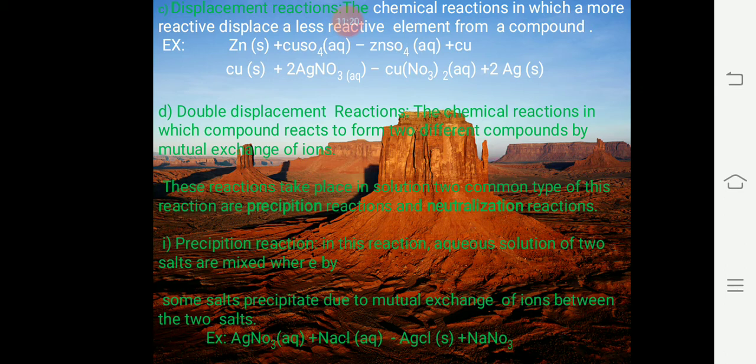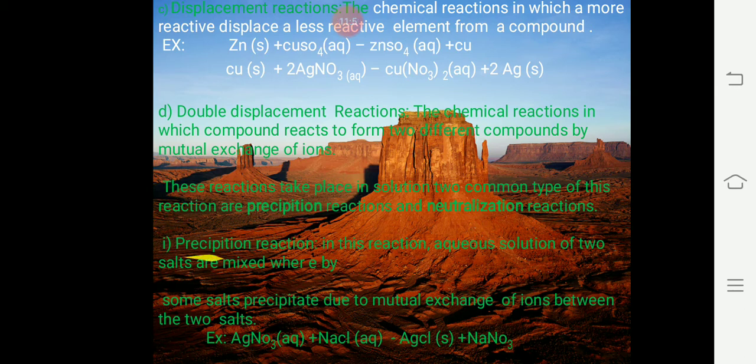Next one, double displacement reaction. Same as before, double displacement means two elements or two atoms mutually exchange ions. See the definition: the chemical reactions in which two compounds react to form two different compounds by mutual exchange of ions. This reaction takes place in solution. Two common types of this reaction are precipitation reactions and neutralization reactions. One by one we can see that.